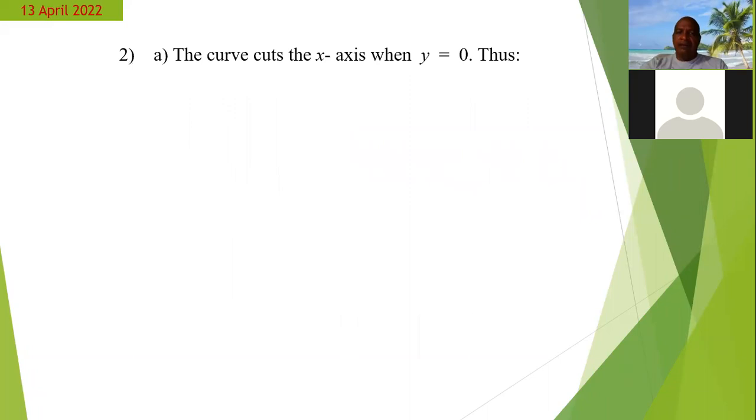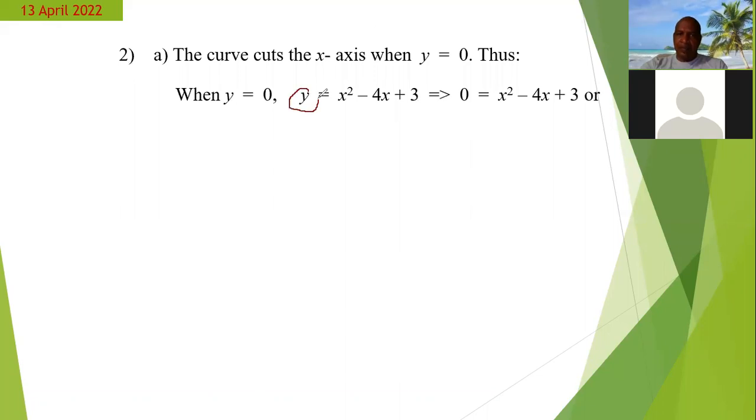Now, the next set of points that we need to find is where the curve cuts the x-axis. When the curve cuts the x-axis, the y value is equal to 0. If we put y equal to 0 in the original y equation, replacing y with 0, we get 0 equal to x squared minus 4x plus 3. What we're going to do now is solve this equation by factorizing.